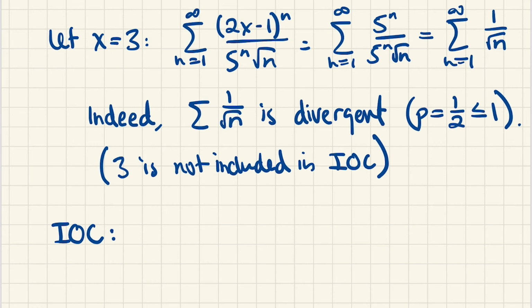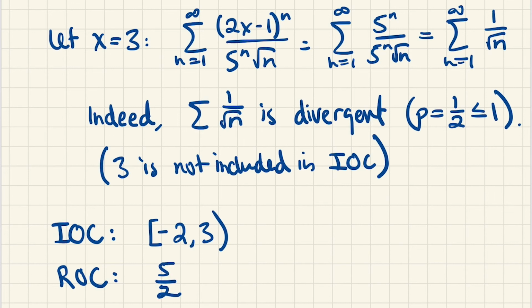So our interval of convergence is the interval from -2 to 3, including -2, not including 3. And let's quickly reiterate our radius of convergence, which we earlier calculated to be 5/2. So, hooray!